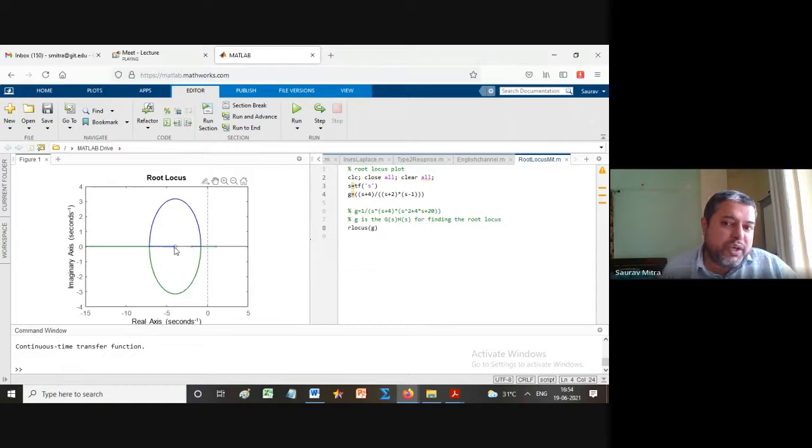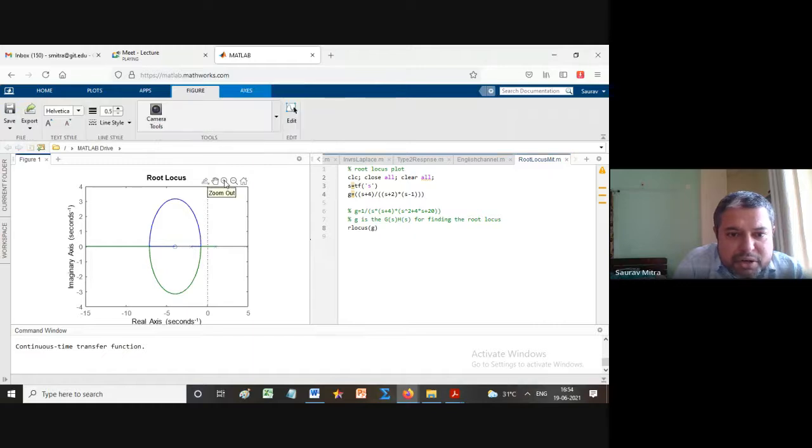Which pole is going where, that you cannot tell by hand. You can tell only by doing MATLAB. So MATLAB shows it to you very clearly. So this minus 1 pole, whichever is there at minus 1, it is coming here. So let us just find whether we get this minus 0.83 or not. So let us zoom now this part.